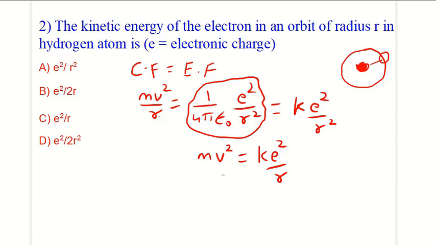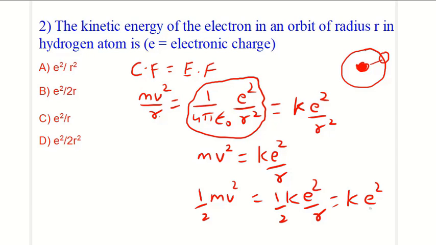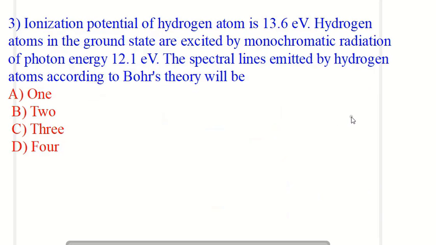Now mv square, we multiply both the sides by half, so what we get is half mv square is equal to half k e square upon r, which is equal to k e square upon 2r. Now this half mv square means the kinetic energy. So kinetic energy is k e square upon 2r. So this option is correct, e square upon 2r. Next we come to question number 3.